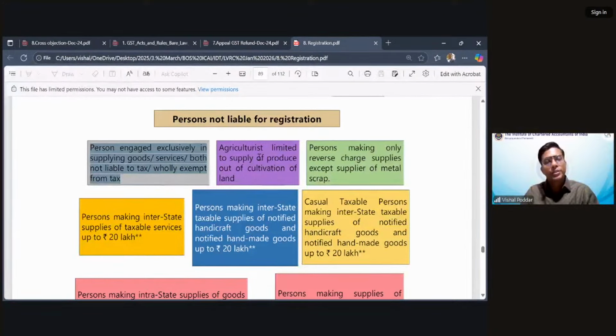Next, an agriculturist. The agriculturist will be given this protection of not taking registration, provided again his supply is limited to supply of the produce which results from cultivation of land. So if the agriculturist is also involved in other types of transactions, then this particular protection will not be available and he may have to get registered considering the threshold.